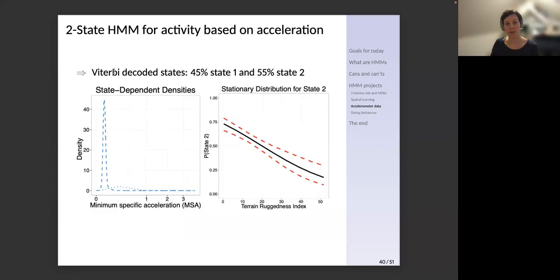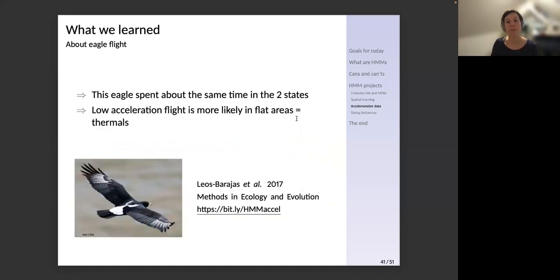Sorry, in the first line where it says the Viterbi decoded states, this is just showing that the bird spent 45% of its time in state 1 and 55% in state 2, so about the same amount of time in both states. And just what I explained from the figure, we found that low acceleration flight is more likely in flat areas, and flat areas tend to generate thermals.